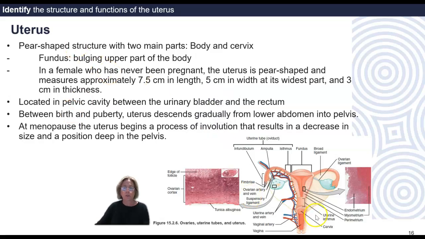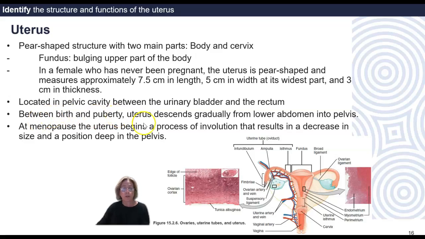The uterus then is a pear-shaped structure, and it has two main parts. We have the body here, which is superior to the cervix part here. And this bulging part of the upper part of the body is known as the fundus. In a female who's never been pregnant, the uterus is pear-shaped. It measures about 7.5 centimeters long, 5 centimeters wide, and 3 centimeters thick. It's located in the pelvic cavity between the urinary bladder and the rectum.